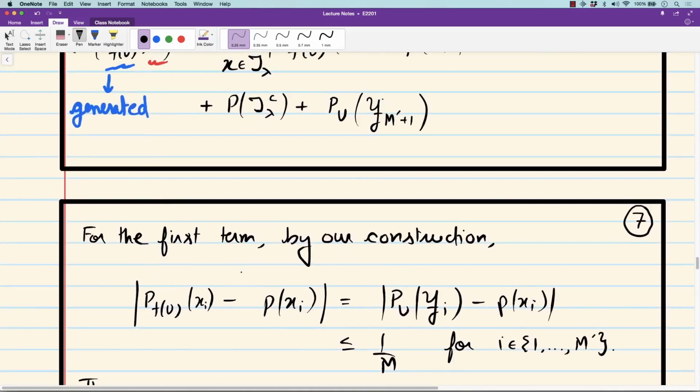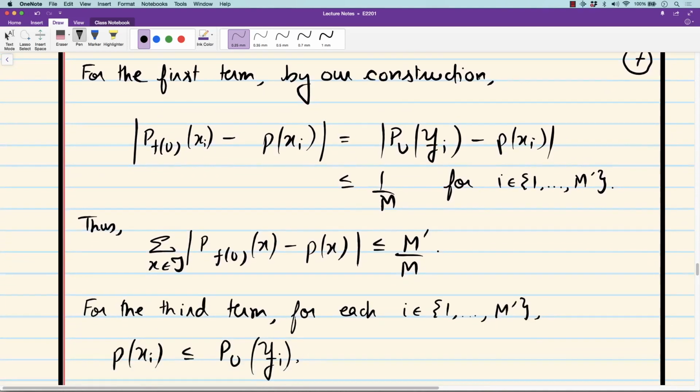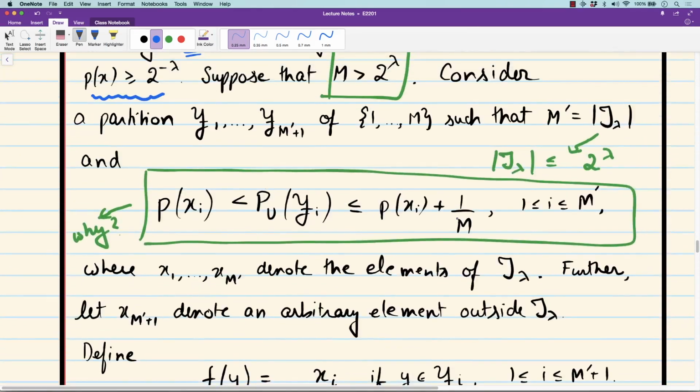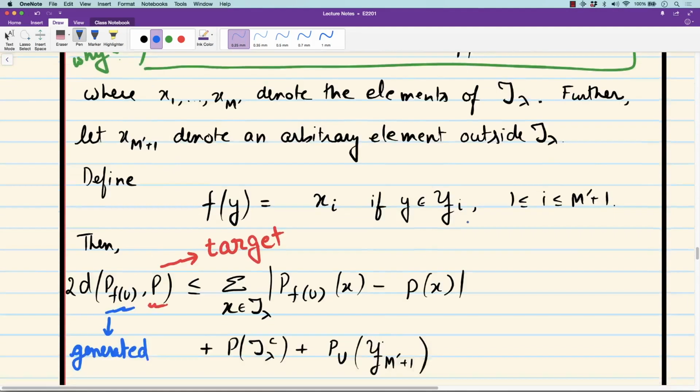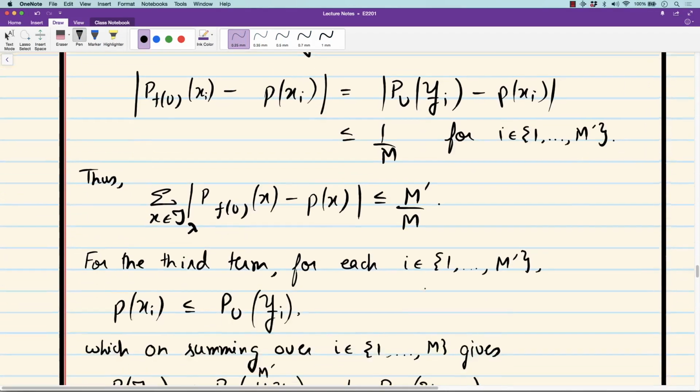So for the first term, each of these elements, let's analyze each of these terms. For the first term, that's how we constructed the set. This yi minus pxi, remember that yi minus pxi, this is the condition, the green one here, they differ by just 1 by m. That's how we constructed yi. So this is at most 1 by m for each part, and there are m prime elements in T lambda, and that's just m prime by m. The first term is easy.